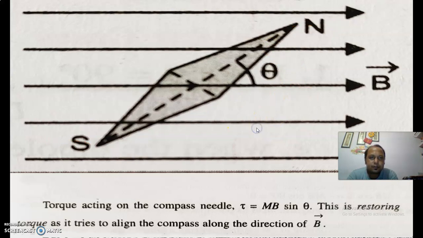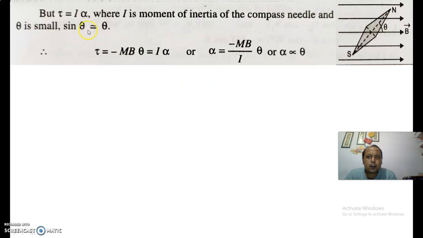Now suppose we want to maintain it in this position, so we have to apply a torque. The torque which should be applied so that there is an angular acceleration alpha, with a moment of inertia I, is given by I alpha. That means I alpha is the torque which acts on the dipole, because of which the dipole maintains its position as shown in the figure.